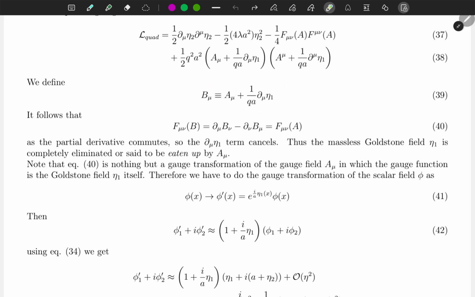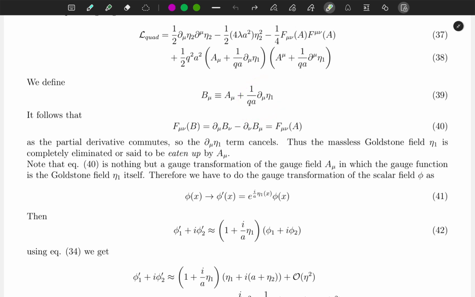So it is... there is a fancy name of this process, that the massless Goldstone field eta 1 is completely eliminated or said to be eaten up by mu. So basically eaten up by mu means mu eats this Goldstone field, that massless field.